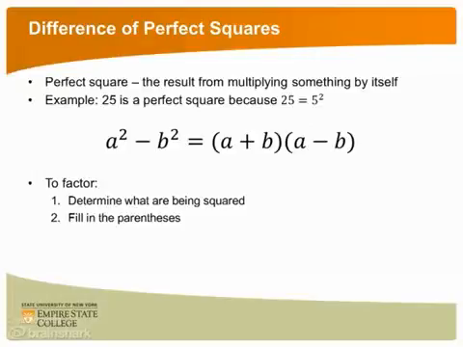Polynomials of this form can be factored as a product of two binomials, where you have a plus b times a minus b. When factoring, you want to identify what exactly is being squared to give the perfect squares, then substitute into the general factored format. Let's look at some examples.